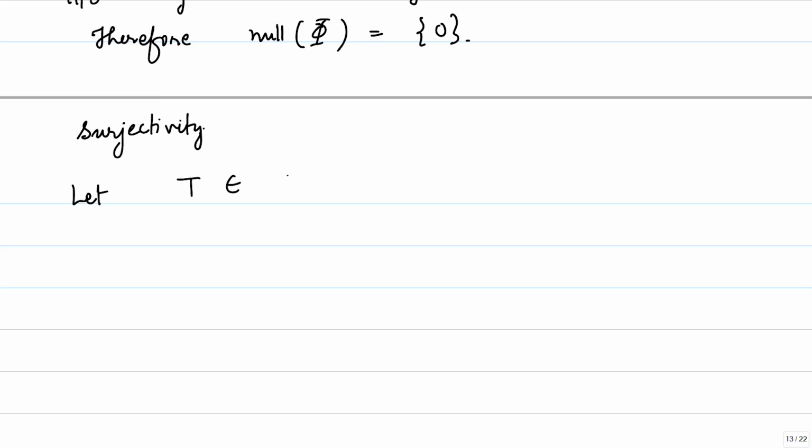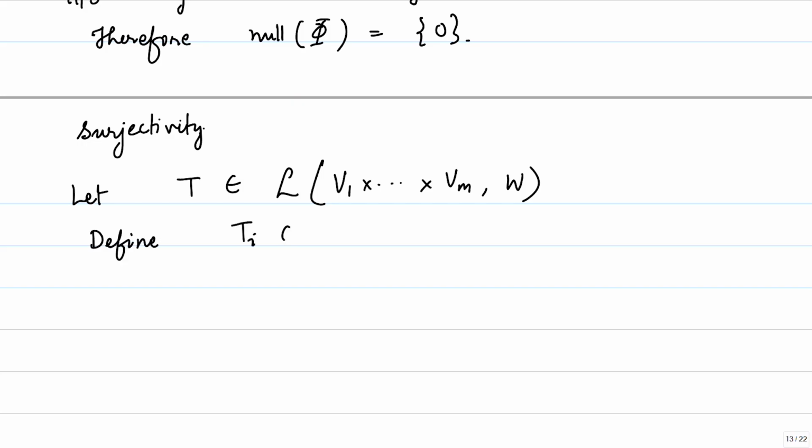Let T be a vector in L of V1 cross V2 up to Vm, comma W. That means it's a linear transformation from V1 cross V2 up to Vm into W. So we would like to get hold of a candidate in the domain, which is L of V1 comma W cross up to L of Vm comma W, which is mapped to this T. That is our goal.